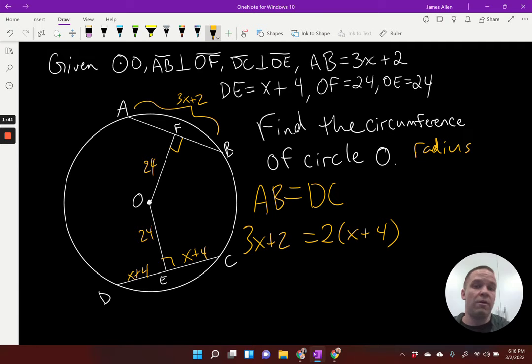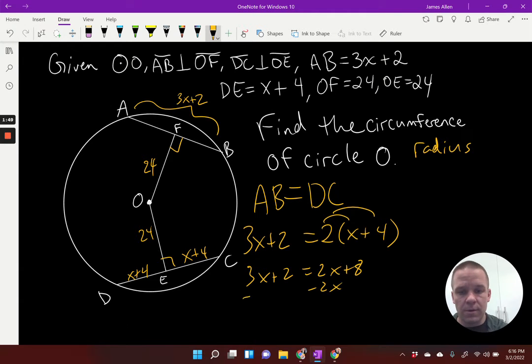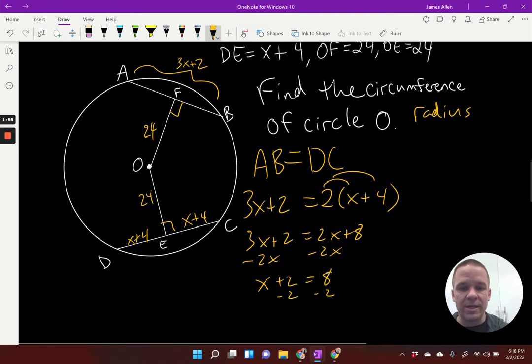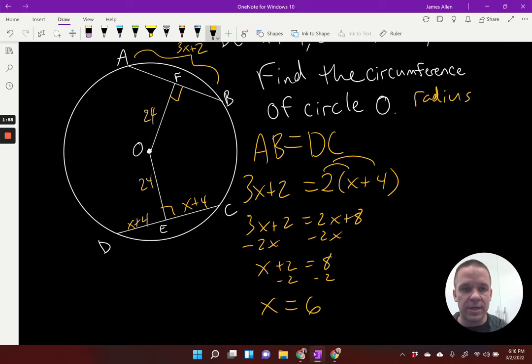Now I can solve this by distributing the 2. So I'm going to get 3x plus 2 equals 2x plus 8. Subtract 2x and I'll get, I'll show my work, x plus 2 equals 8. Subtract 2, and I'm going to get x equals 6. Okay, that's not my radius. That's just a helpful part of the problem.